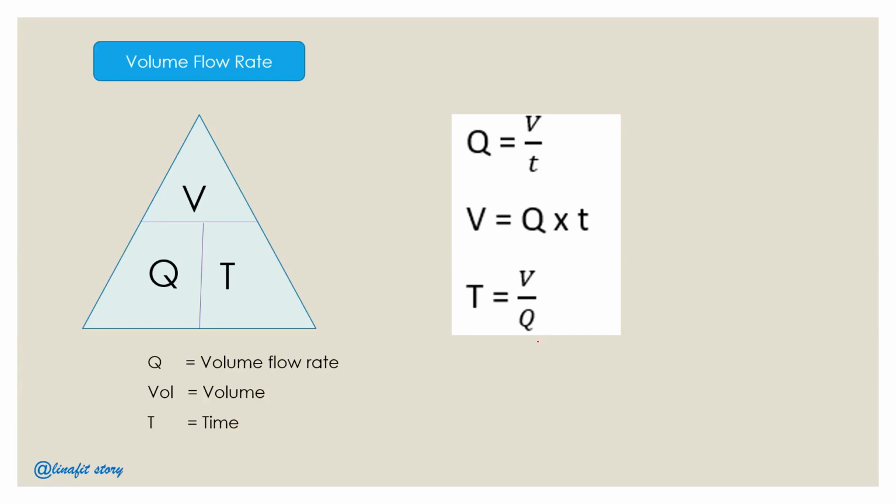Volume flow rate is the volume of fluid which passes per unit time. The equation for the volume flow rate looks like this: V, Q, and T. V stands for volume. Q stands for volume flow rate, while T stands for time. To get the volume flow rate is volume divided by time. To get the volume is Q times T, and to get T is V divided by Q.